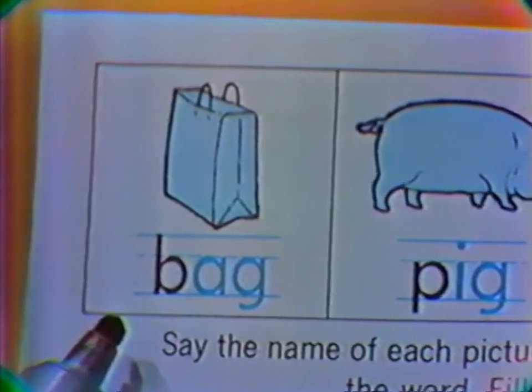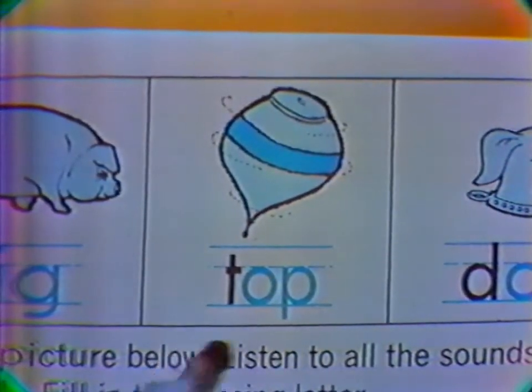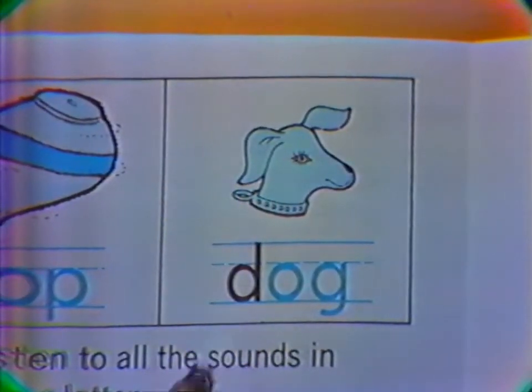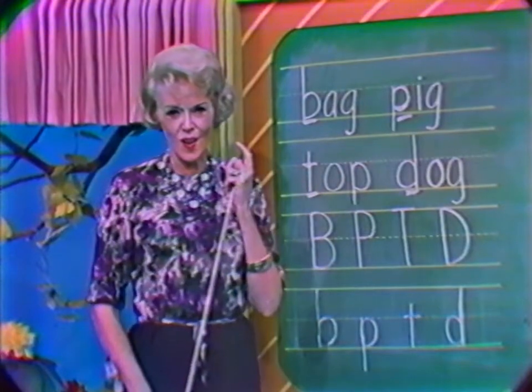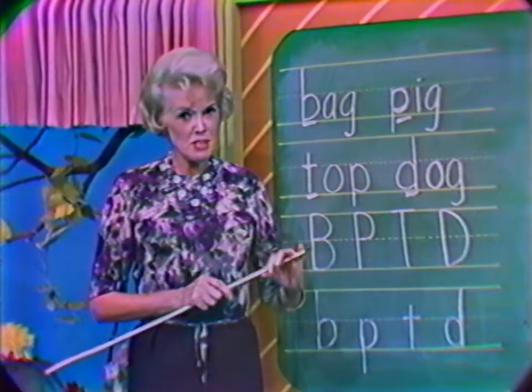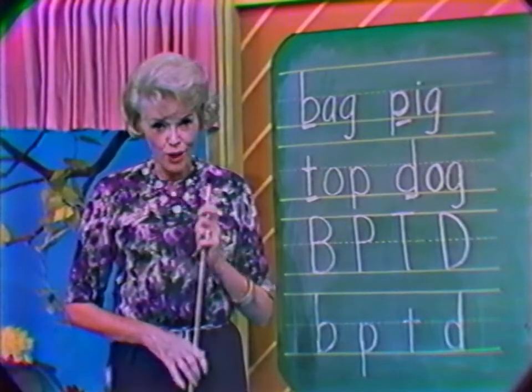Bag, B. Pig, P. Top, T. Dog, D. And there they are: bag, pig, top, and dog. Now, I'm going to show you some pictures, and you look at each one and see if you can write the letter that's missing before I do.